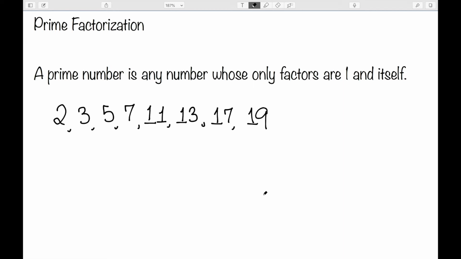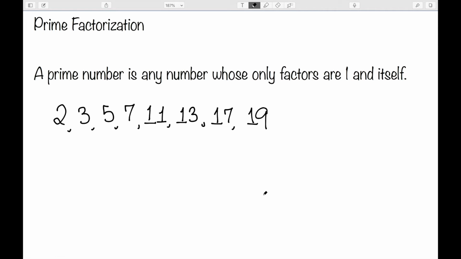As some examples, all of the prime numbers that are smaller than 20 are 2, 3, 5, 7, 11, 13, 17, and 19. The only numbers that I can divide evenly into these are 1 and itself. And these are really helpful because every single counting number, with the exception of 1, can be written as a unique product of prime numbers. We can factor it as a product of prime numbers.